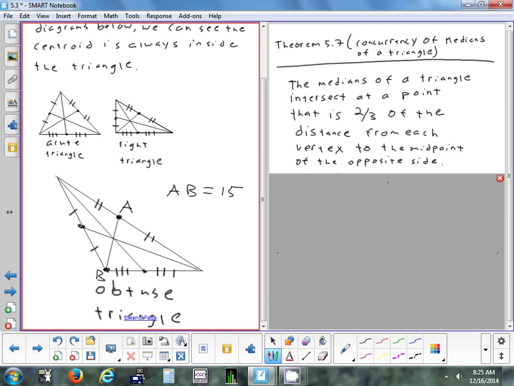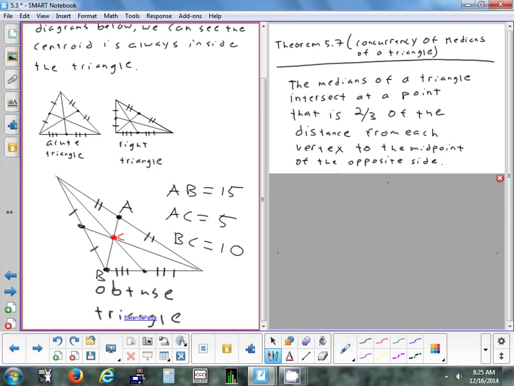If the medians intersect at a point that's 2/3 of the way toward the opposite side, what that means is, let's call this point C. If you're looking at segment AB, BC is 2/3 of the segment, AC is 1/3. So what would that mean the length of AC would be? If the whole thing is 15, and AC is 1/3, BC is 2/3, we can figure out the length of each segment. AC is 5. Yeah, AC would be 5, and then how about BC? 10.